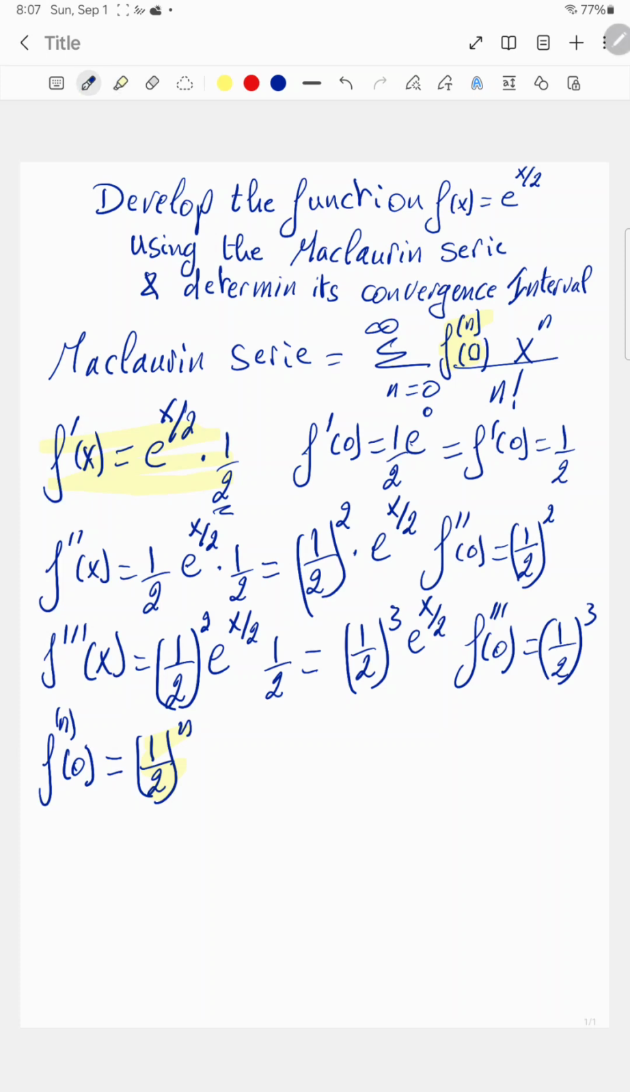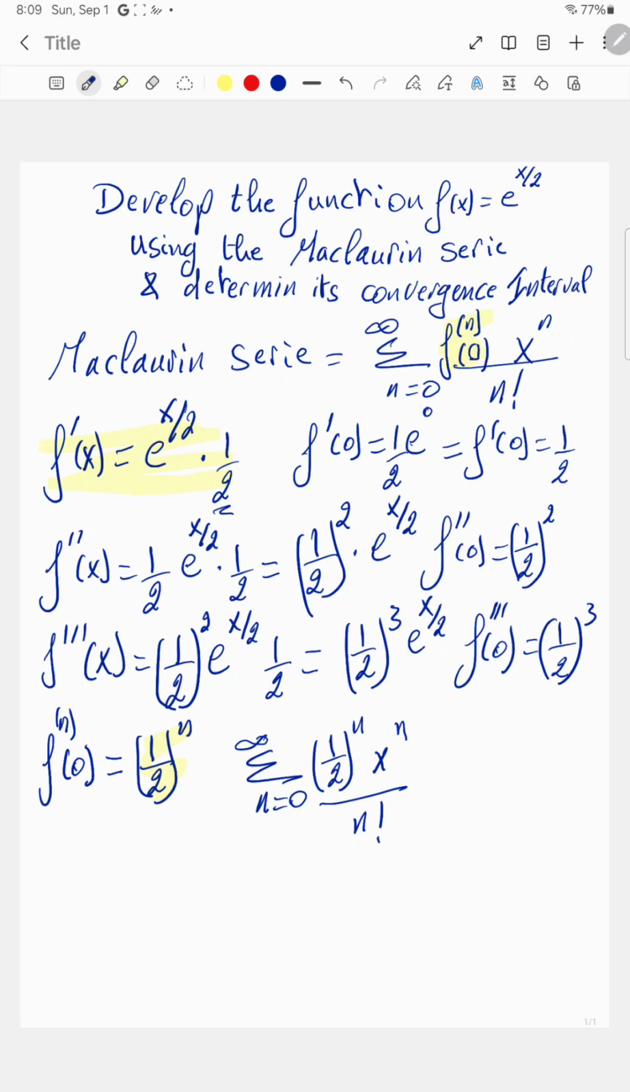So if I want to rewrite the Maclaurin series, it is equal to the sum n equal to 0 to infinity, and instead of the nth derivative of f of 0, I can write 1/2 to the power of n multiplied by x to the power of n divided by n factorial. So here I developed my function f of x, e to the power x divided by 2, using the Maclaurin series, and I have it. Now we have to study the interval of convergence.